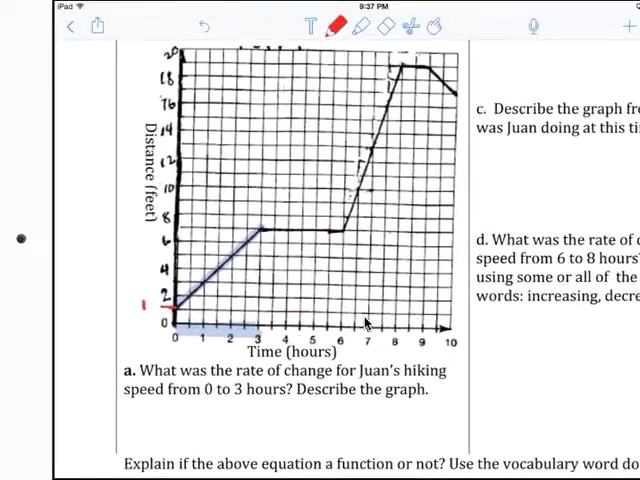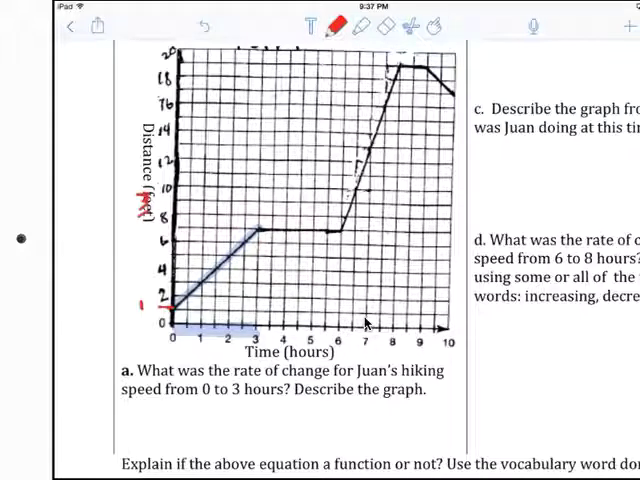I didn't change this to miles, huh? I thought I did, but I guess not.